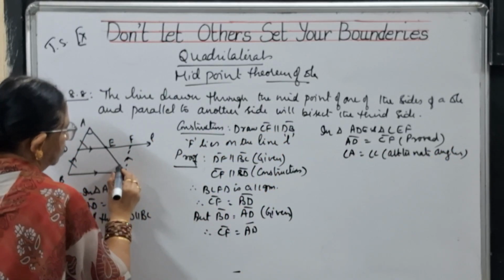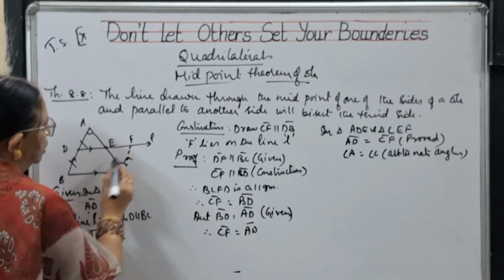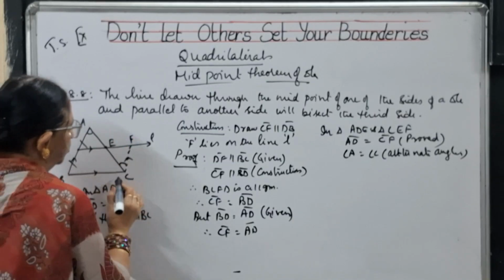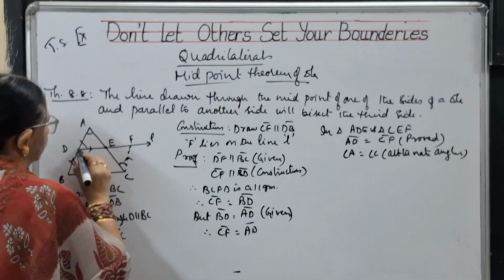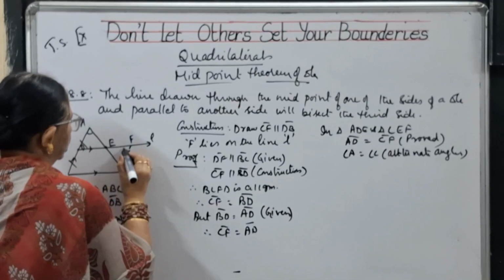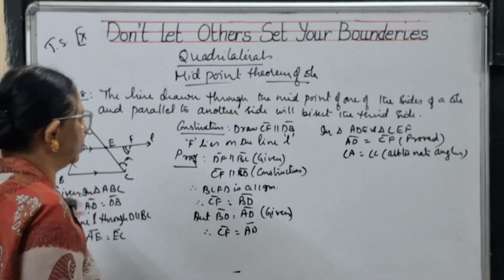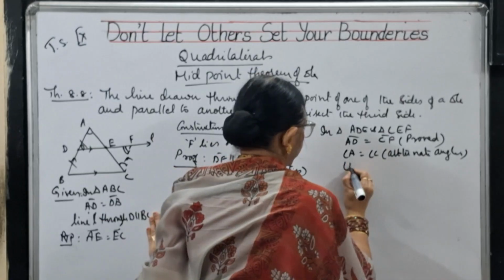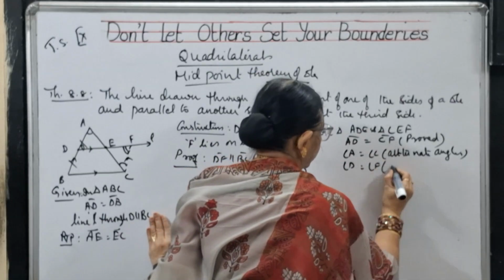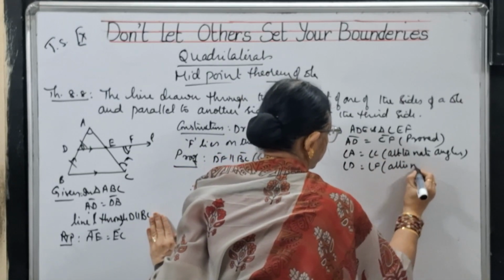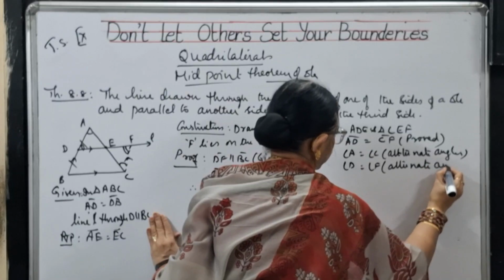Angle A is equal to angle C, alternate angles, because these two are lines drawn parallel. Similarly, angle D is equal to angle F. They are also alternate angles.